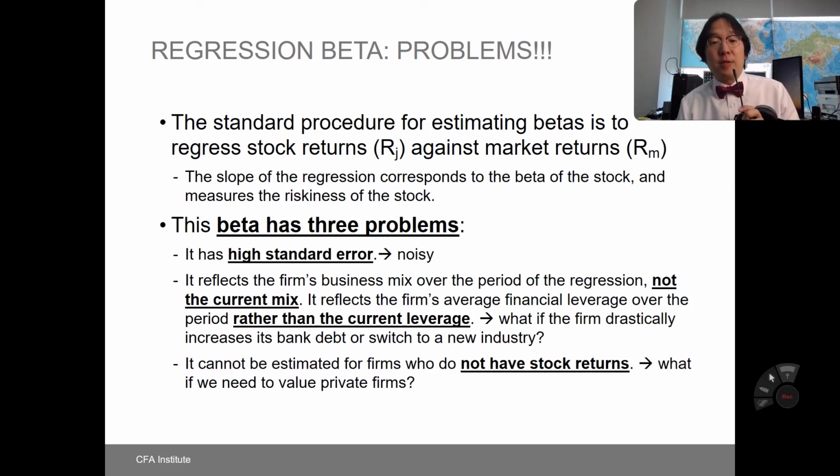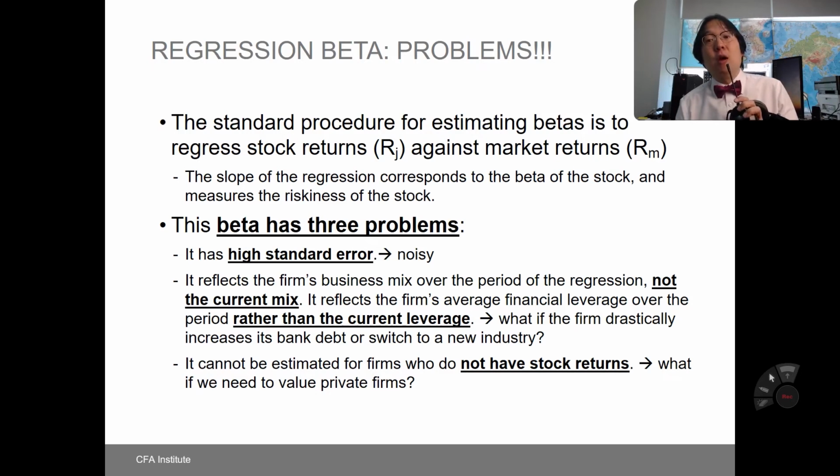It reflects the firm's average financial leverage over the period rather than the current leverage. So what if the firm drastically increases its bank debt or switches to another industry all of a sudden? This regression beta will be helpless, hopeless, right? This kind of thing would not be a problem if you are just short-term investors like high-frequency traders or quick hedge funds. But it will be a serious problem if you are private equity managers, right? Private equity.